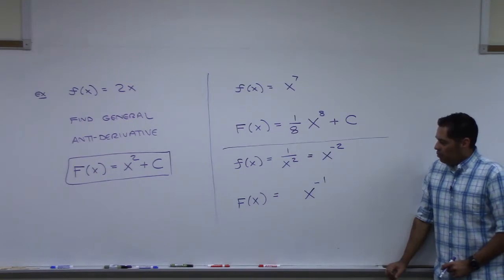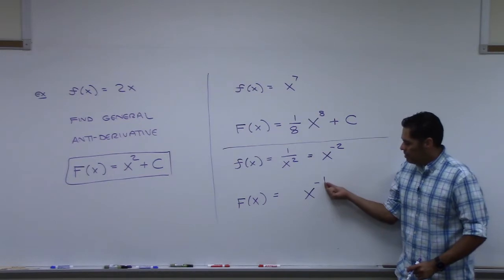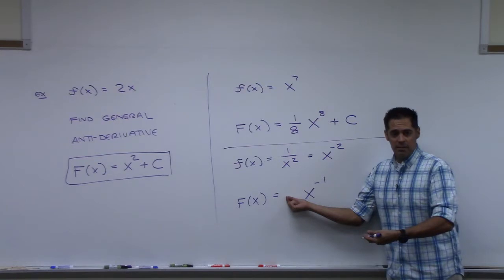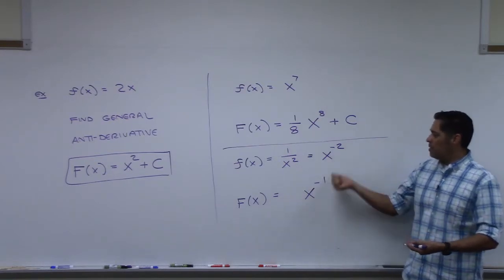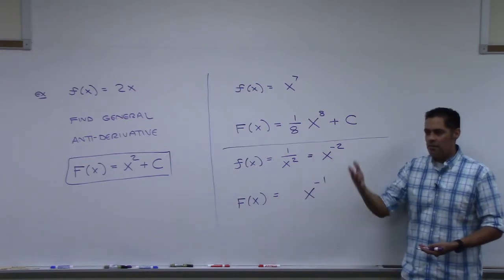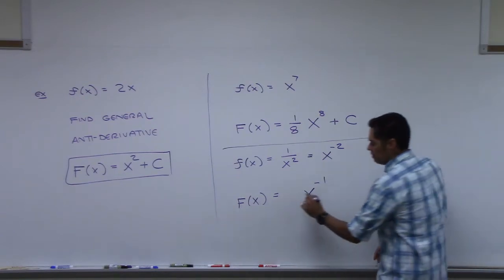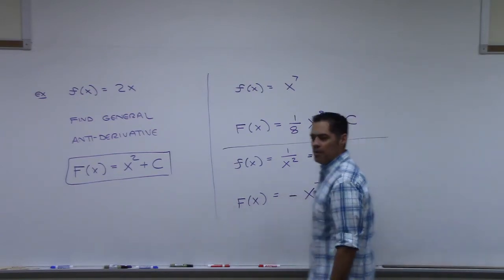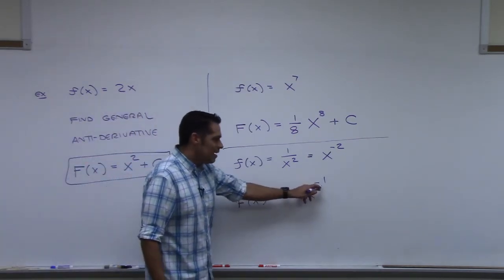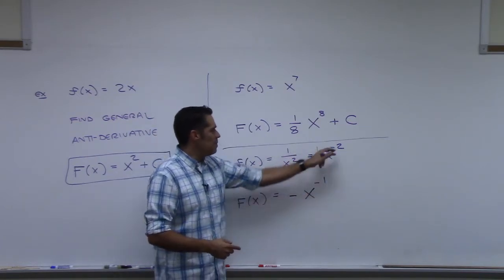Now let's check this. Will this work? If we take the derivative of this, will we get this? Well, negative 1 comes out, which would give us a negative 1 out front, right? And then we would get negative 2 when we subtract. But there's no negative here, so how can we fix that? Just put a negative in front. If you put a negative in front of this, then when the negative 1 comes down, it'll become positive 1, and then we subtract 1 from the power and it'll become that.